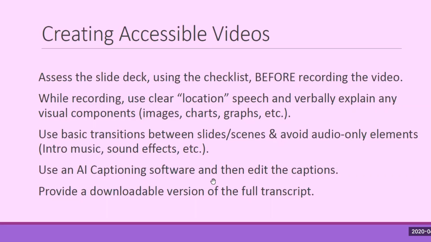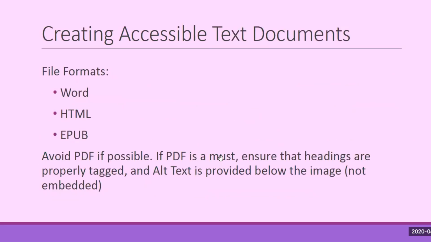So when you're creating accessible text documents, the file formats that you want to work with are Word, HTML, and EPUB. If you have the tech skills to create and edit EPUBs and HTML, I would recommend that. They are more accessible than Word documents, but if you don't, you can make a AA standard accessible document using Word. If you can, avoid PDF if possible. They are not good with screen readers.